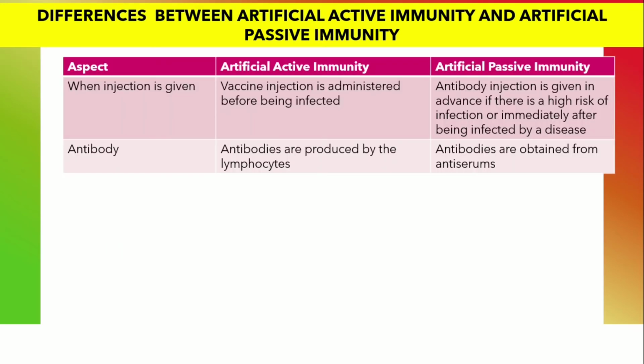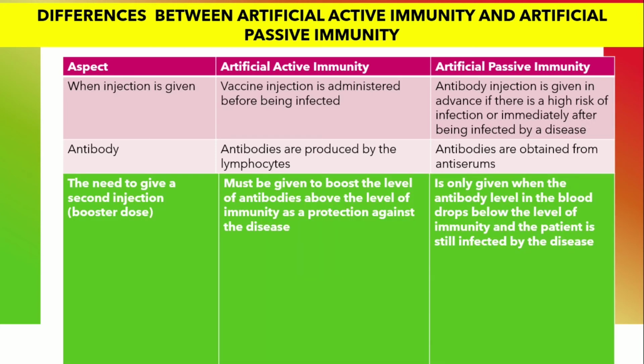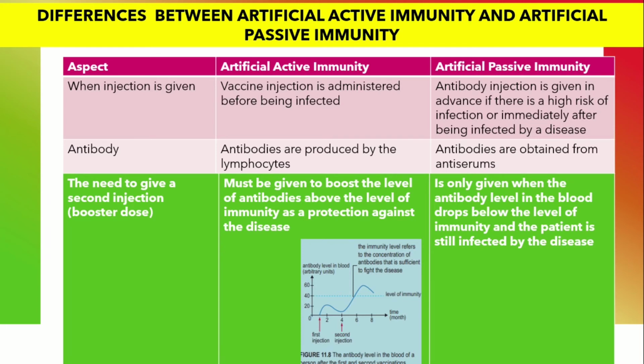The vaccine injection is administered before being infected, but the antibody injection is given in advance if there is a high risk of infection or immediately after being infected by a disease. The antibodies are produced by the lymphocytes in artificial active immunity. Meanwhile, the antibodies are obtained from the antiserum in artificial passive immunity. Artificial active immunity needs the booster dose. Meanwhile, artificial passive immunity is only given when the antibody level in the blood drops below the level of immunity and the patient is still infected by the disease.